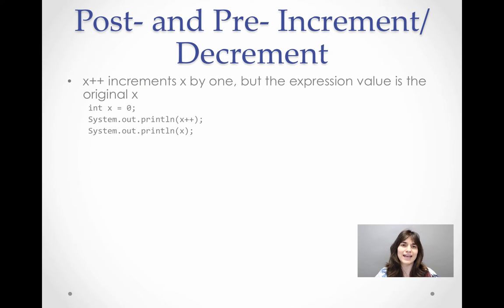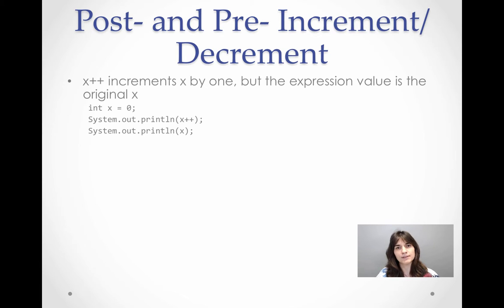So when we have x plus plus, what does it exactly mean? That means that the value of x is going to be increased by 1. But when we have x plus plus in an expression, how does that affect the expression? See the example. Initial value of x is 0, then we use x plus plus in an expression where we're printing that. What is going to be printed? So we have two print line statements. X plus plus is the argument in the first one, x is in the second.